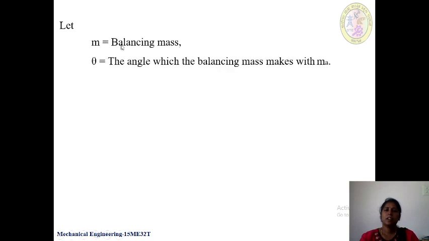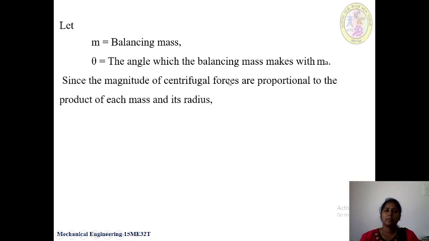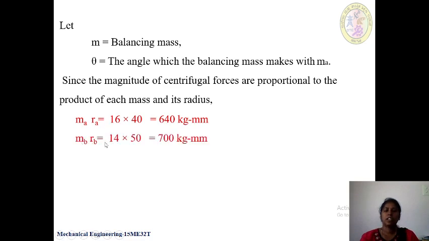Let M be the balancing mass, and theta the angle which the balancing mass makes with mass A. Since the magnitudes of the centrifugal forces are proportional to the product of each mass and its radius, MA into RA is equal to 16 into 40, that is equal to 640 kg mm. MB into RB is equal to 14 into 50, that is equal to 700 kg mm.